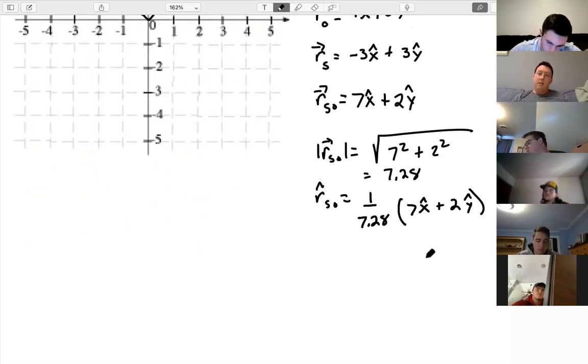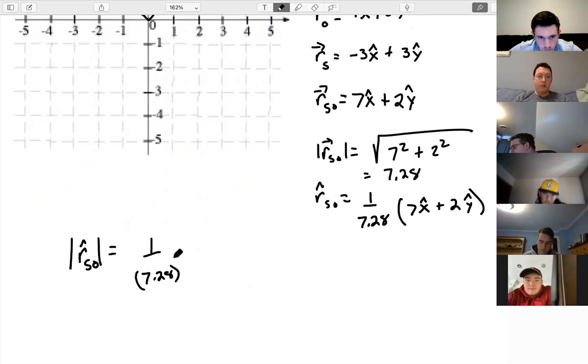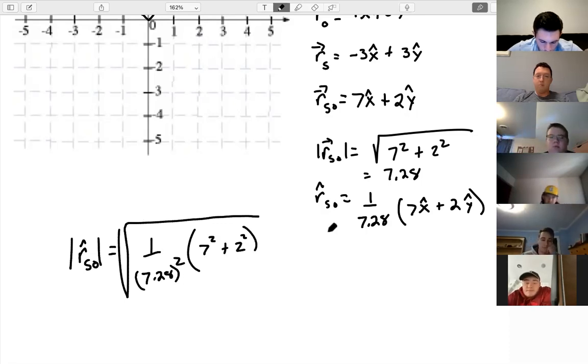Just for fun, we could check and see that this thing has length 1. So we could work out the magnitude of R_SO hat, and that's going to be 1 over 7.28 squared times 7 squared plus 2 squared, just working out the magnitude of this, squaring the x component, squaring the y component, adding them, take the square root. Well, where did I get the 7.28 number? It's exactly that. So this cancels this, and it's 1. That's why it's a unit vector. Has length 1.